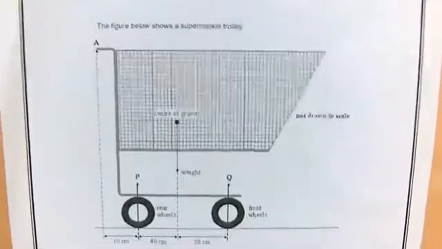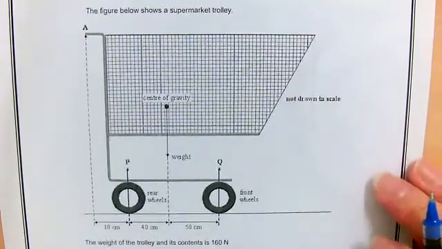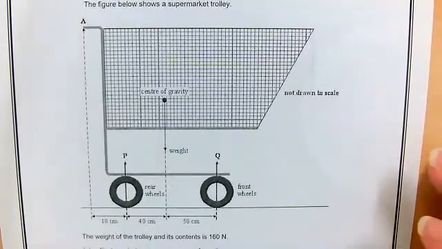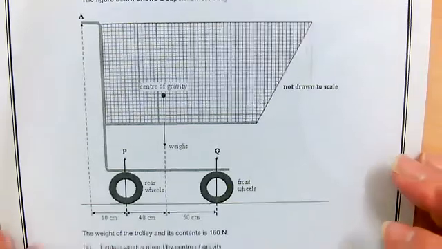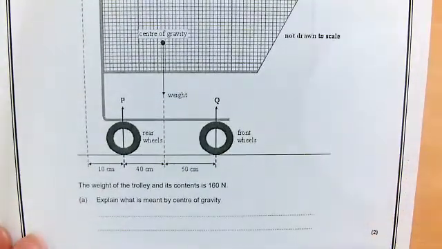This one was very interesting. This is our moments question. You get a question about vectors. You'll get a question about moments. So we've got a supermarket trolley. Again, this is actually an old A-level exam question. The weight of the trolley and its contents is 160 newtons. First of all, what is meant by centre of gravity?